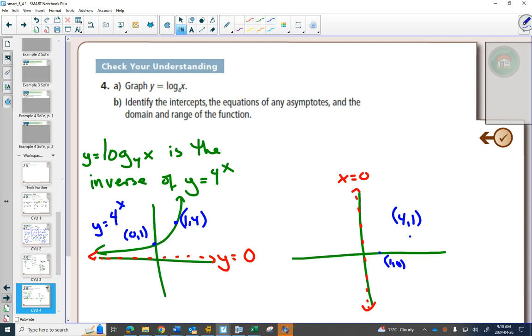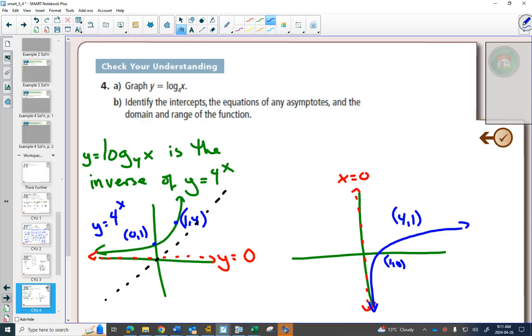I can also imagine what would happen if I took that graph and flipped it over the line y equals x. And the resulting shape looks like this. To identify the intercepts, it only has the x-intercept of 1, 0. We've done that. We've labeled it on a graph. We labeled the equation of our asymptote.